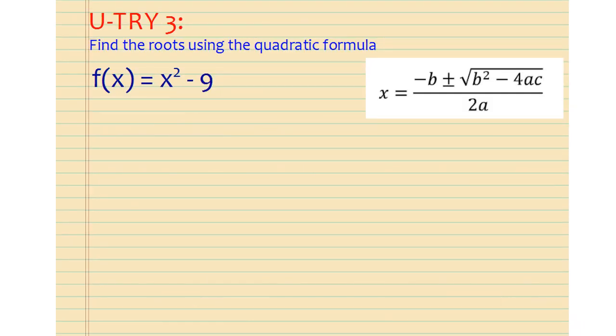Here's your u-try. Rewrite your problem as equal to 0 and make sure to add a 0 for the terms that don't exist. So we can write our equation in ax squared plus bx plus c is equal to 0 form. Identify your a, b, and c. Then find your discriminant and find your roots, if there are any, with the quadratic formula.